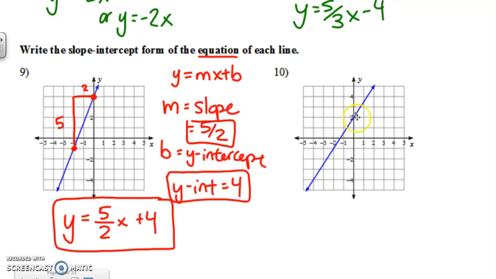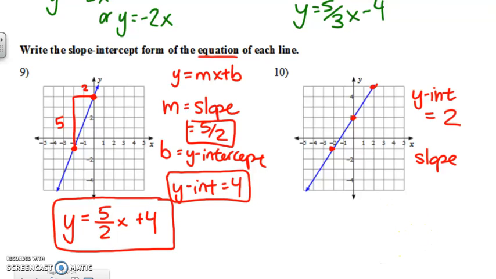So let's try this one again. So I need to find the slope and the y-intercept. The y-intercept is the easiest to find. It's where it crosses your y-axis, so that would be a 2. And then to find your slope, we can always use the y-intercept point as one of our points, and then we need to find another point. So you could use this point up here, or you could have used this point right here.